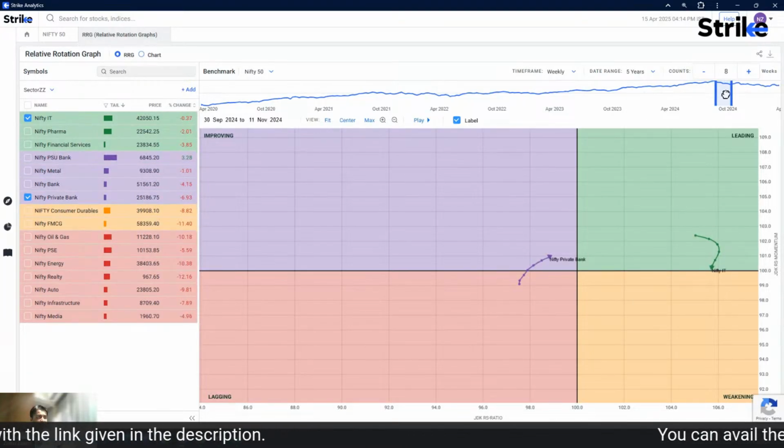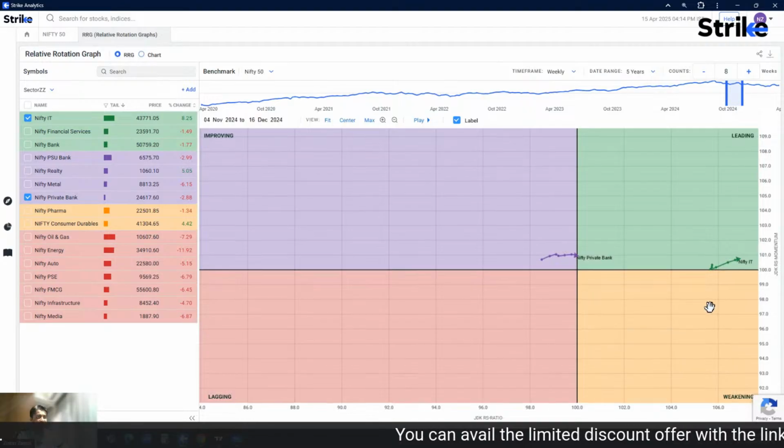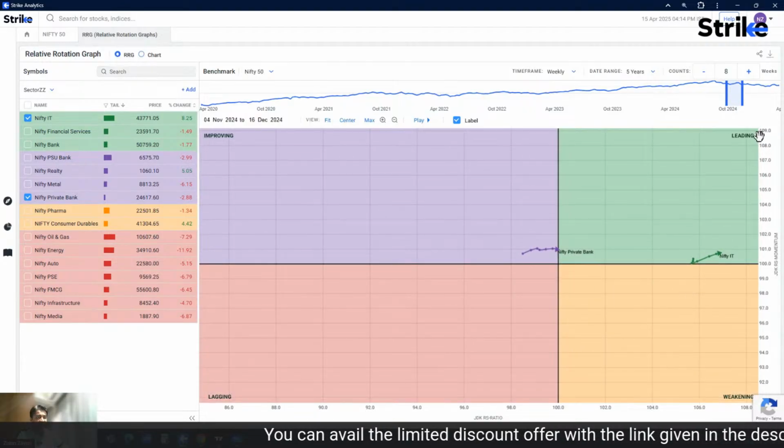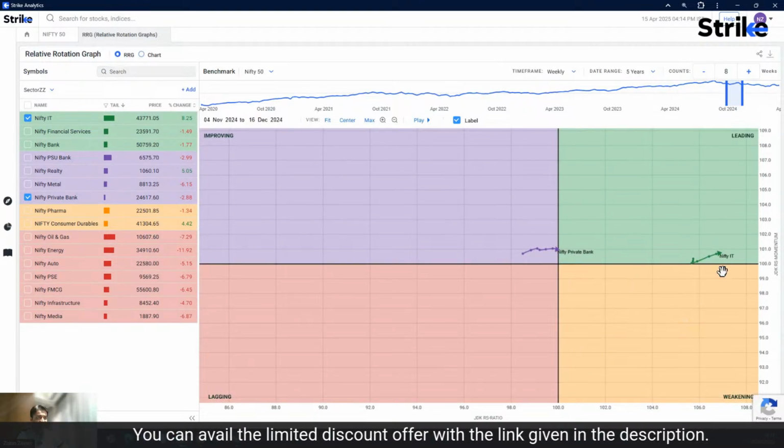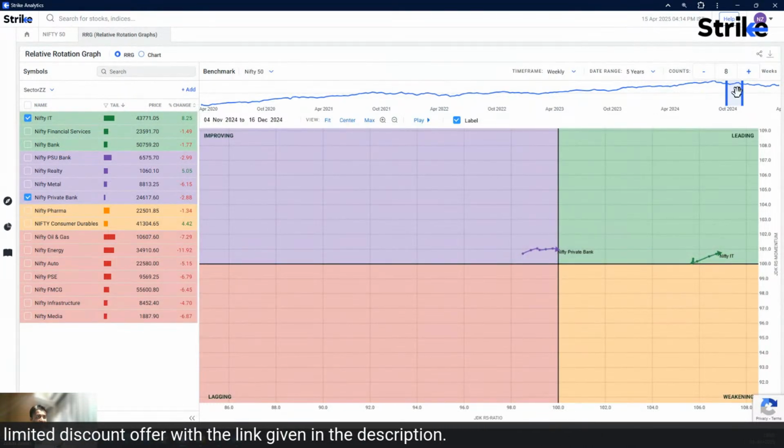Here we go. So again, what has happened? You have to wait for IT. IT has come down into the weakening quadrant and turned up. So IT is right now still performing better than the private bank.